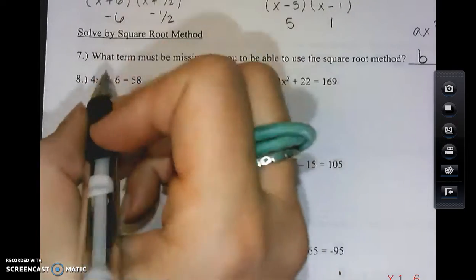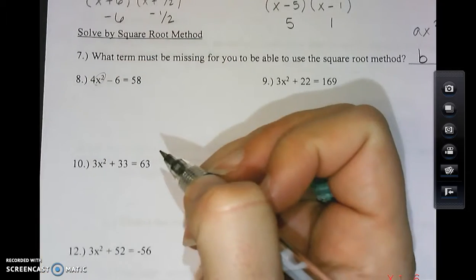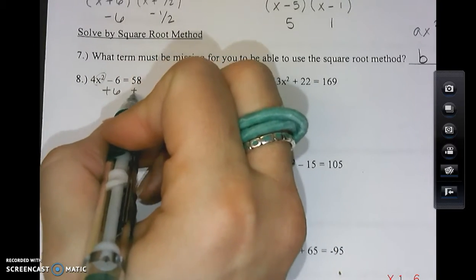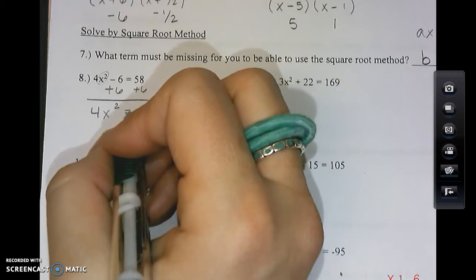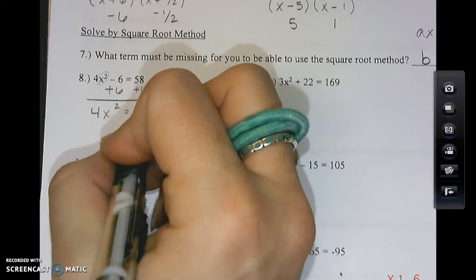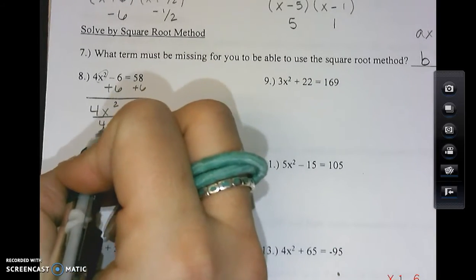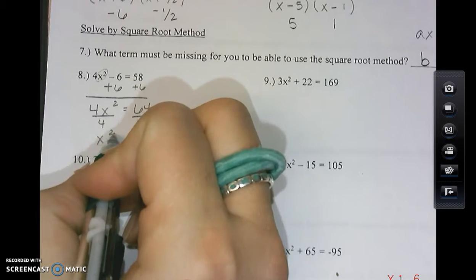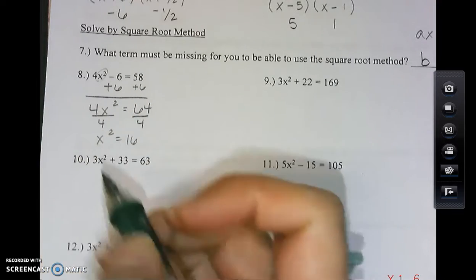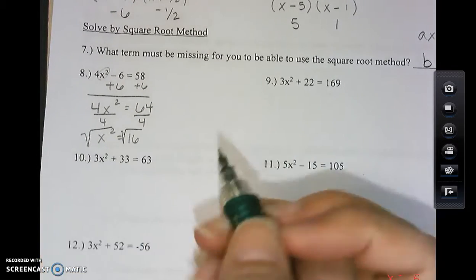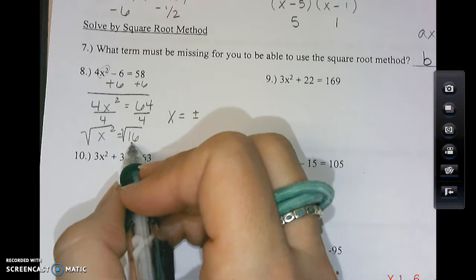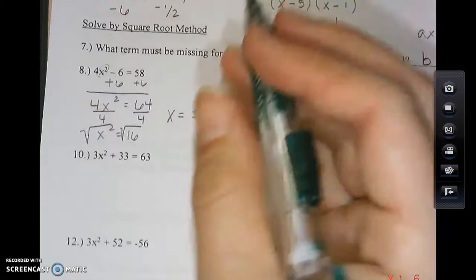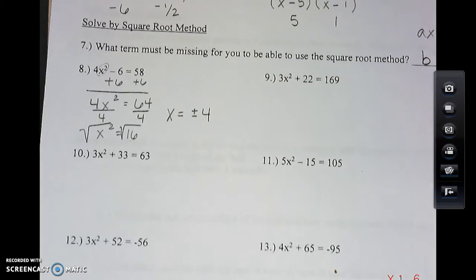So like here, we have no number with just x. So what we do is we want to isolate, or get the x squared all by itself. So add 6 to both sides. So now we have 4x squared equals 64. And then divide by 4. And we get x squared equals 16. And how do we get rid of a squared? We take the square root. So then we have x equals plus or minus, because this could be positive 4 squared or negative 4 squared. And when we have quadratics, you always need two answers. So x equals positive 4 and also negative 4.